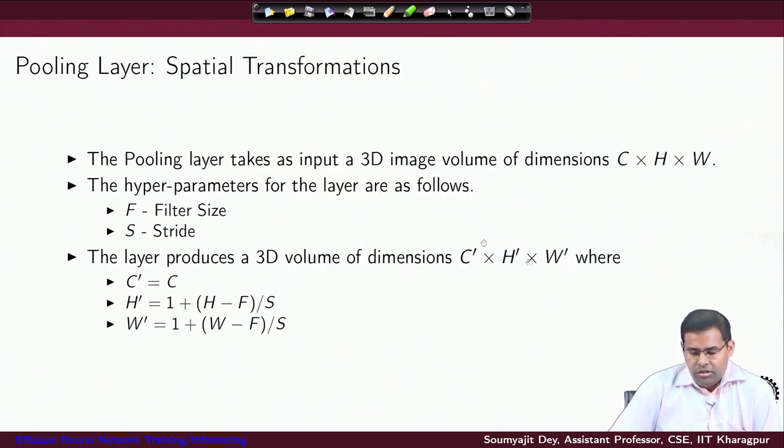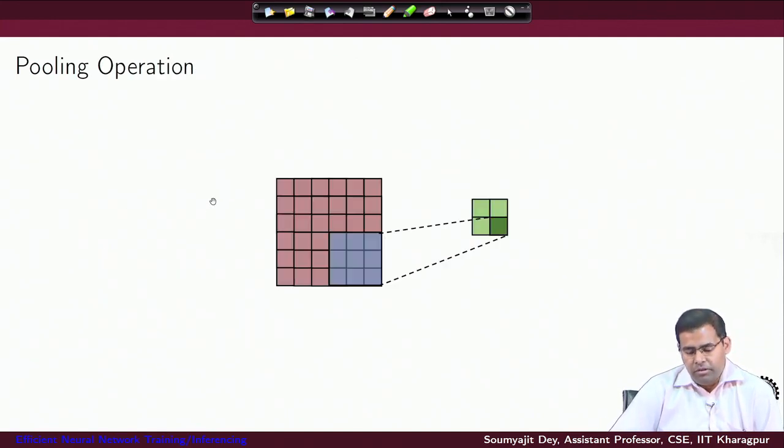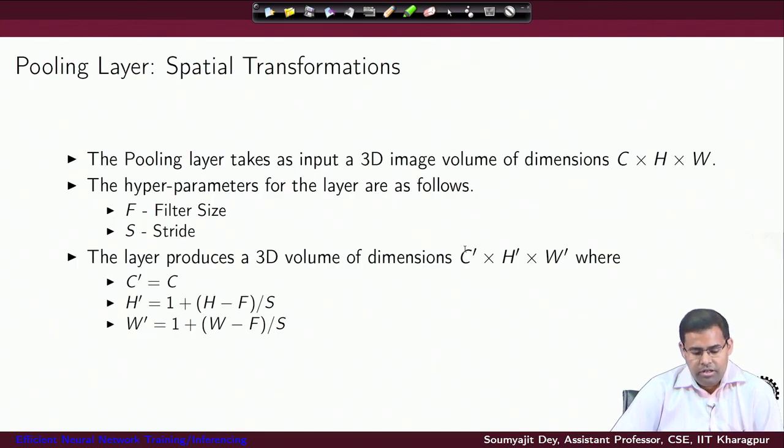So, just to formalize, I am considering 3D images here for pooling, number of channels times height comma width, and then the hyperparameters of the layer are, again, I have to decide what the filter size is. For example, in this picture this is a 3x3 filter and it is moving in strides of 3. If I increase the stride size, I am going to have more downsampling, as we can see.